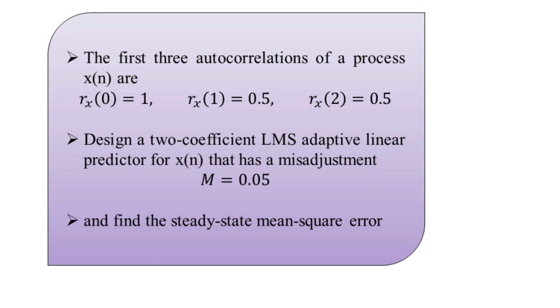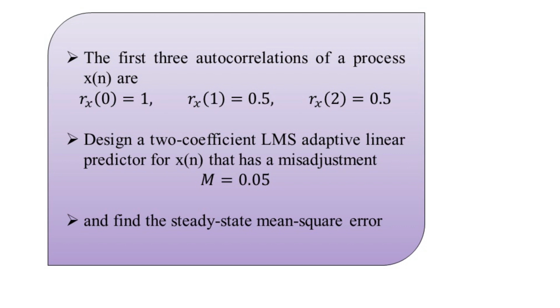Now if we look at the given information, we have to deal with a discrete time random process denoted by x of n as usual, and the information regarding the autocorrelation sequence is provided. The three samples we have been provided are just the formation of the autocorrelation sequence: the 0th value, first value and second value, which are 1, 0.5, 0.5.